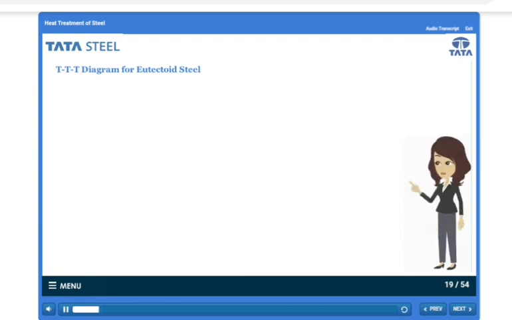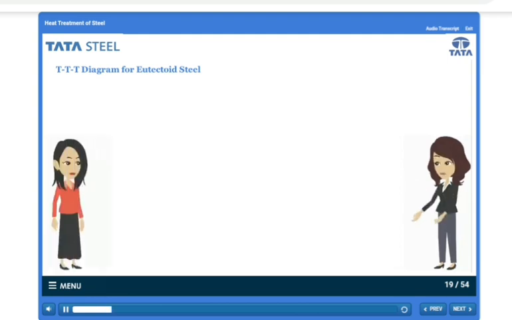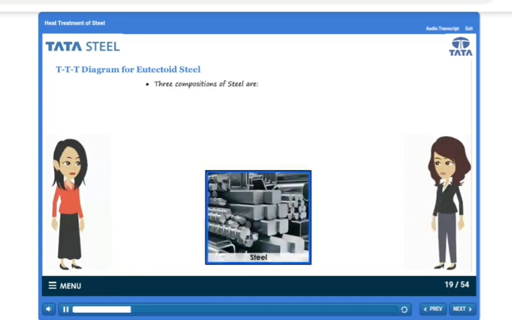I think I know a little bit of this, but I'm not very sure. Wow, Smita is coming. Let's take her help. Hi Smita, you are just in time. I was thinking of coming to you. Hi Reena. Oh good. Is there anything I can help you with? Yes, about the phase transformation kinetics of three compositions of steel.